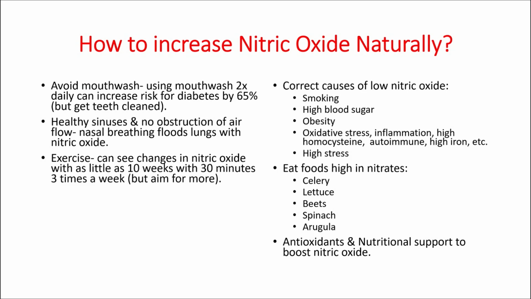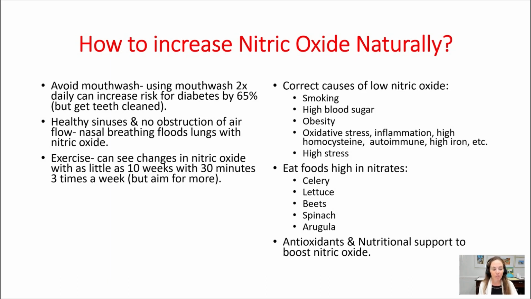So look at ways to correct nitric oxide lowering triggers. So smoking is a great way to lower nitric oxide. High blood sugar is a great way to lower nitric oxide. Obesity, oxidative stress, inflammation, high homocysteine, autoimmune type issues, high iron, high stress, all of these things can and will lower nitric oxide, thus creating more vascular endothelial dysfunction, thus creating more of a risk for atherosclerosis, clotting, cardiovascular disease.